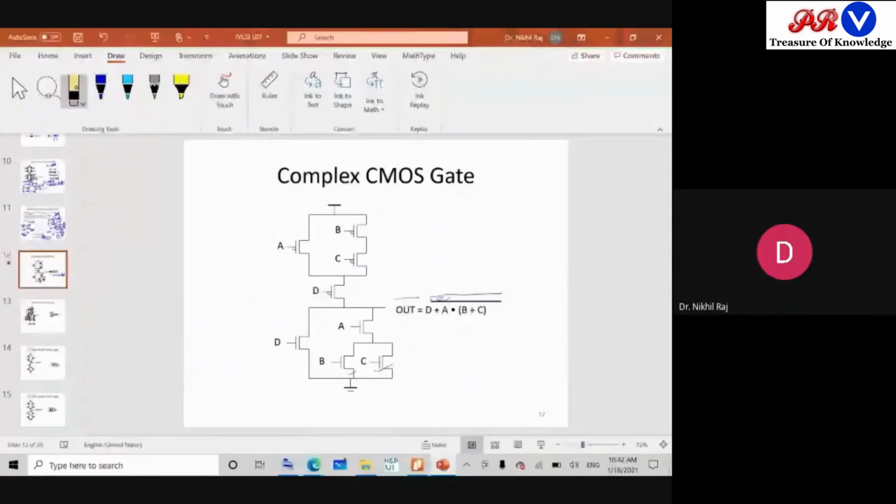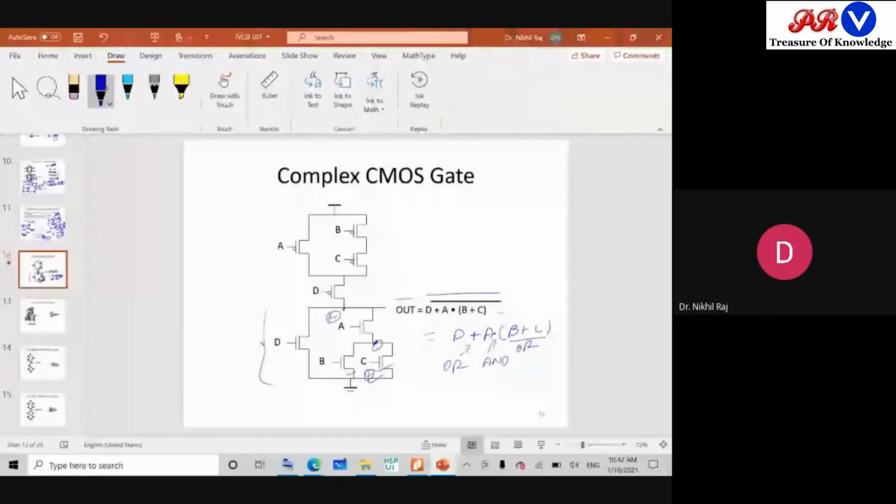So if we take the output complement, the double complement will come. It will be D plus A into B plus C. So first B plus C. So B plus C OR operation is here. Then dot is there, so AND operation is there. So this is your dot operation. Here plus operation, and again OR operation is here. So again here OR operation will come, and this will give me the pull down network.